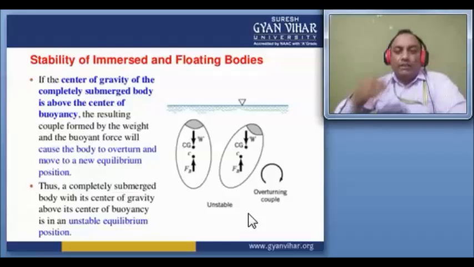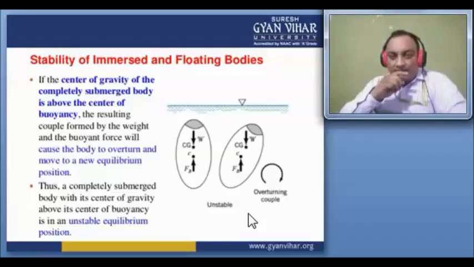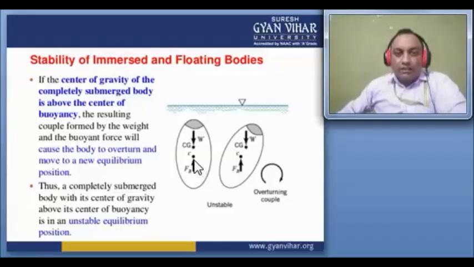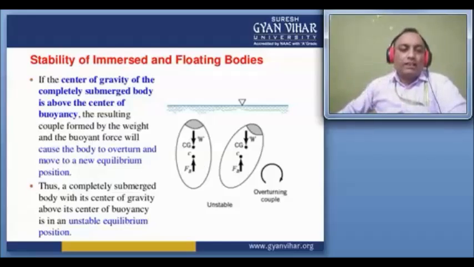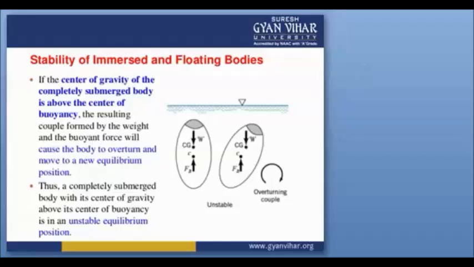So in the equilibrium position condition, the centroid, which means the center of gravity, is always below the center of buoyancy point. But in this case, the center of gravity is always above the center of buoyancy point. So both are opposite, right?